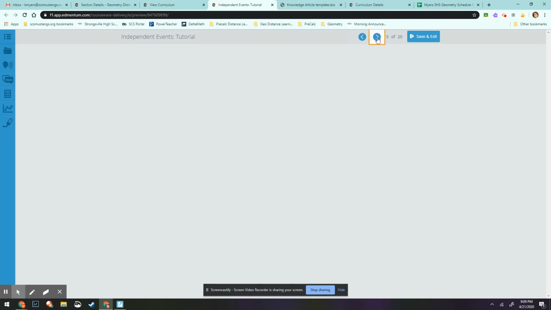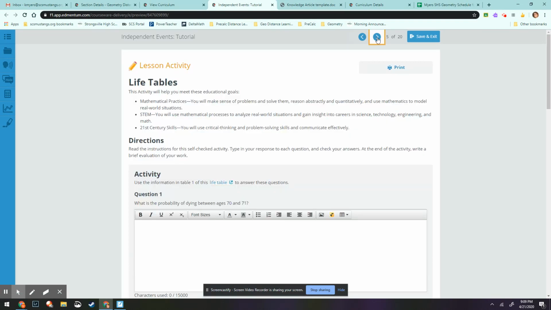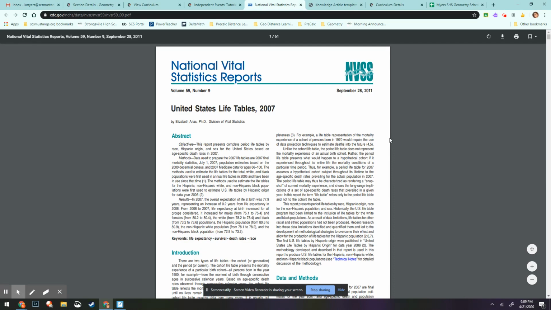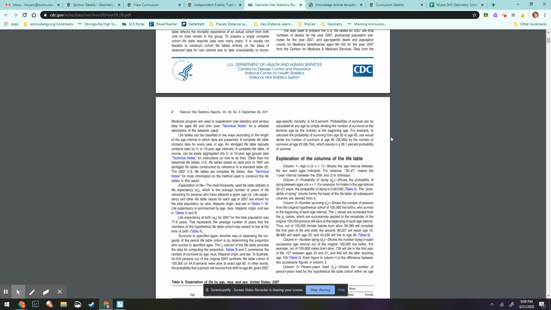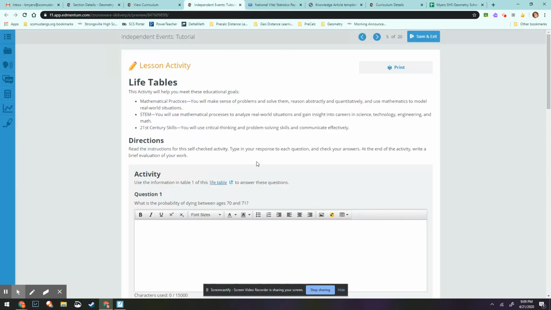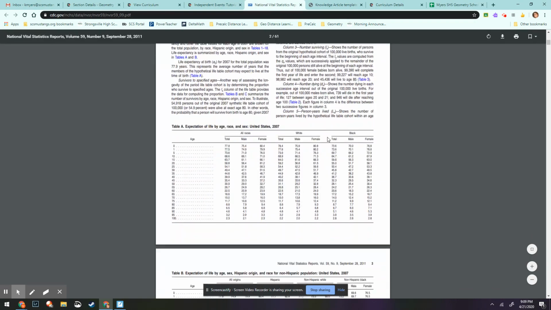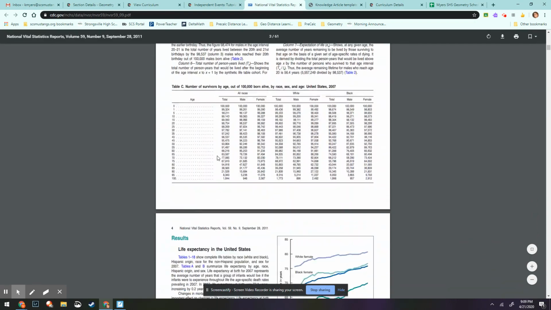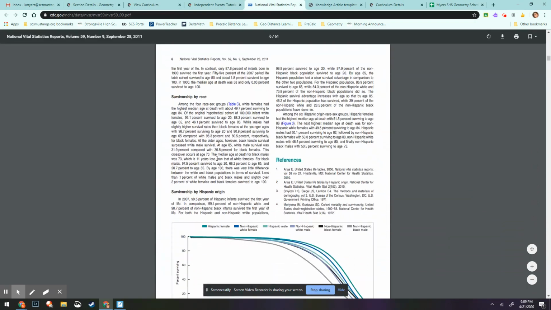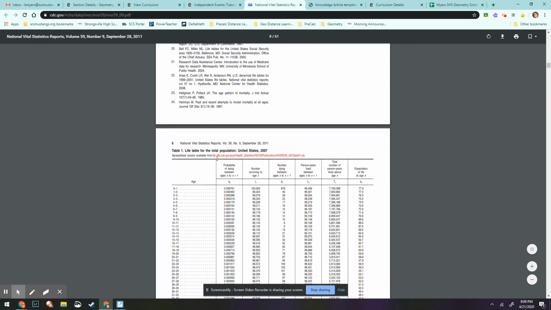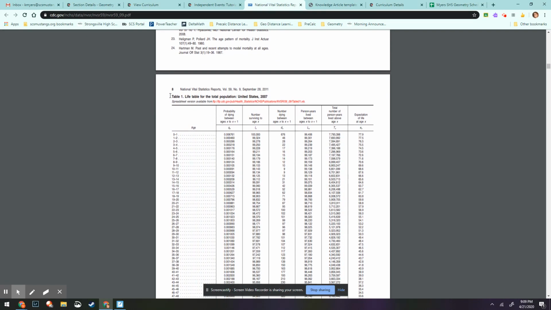And so on our next slide, this is going to be an activity, and we're going to look at a life table. So we are going to click on this and it takes us to a big long document from the CDC, which you guys have been hearing lots about lately. And we want to look at table 1. Okay, so we're just going to scroll down. That's table A, so we don't want that. This is 61 pages. Oh boy. I believe it starts on page 8. Yes, so this is table 1.